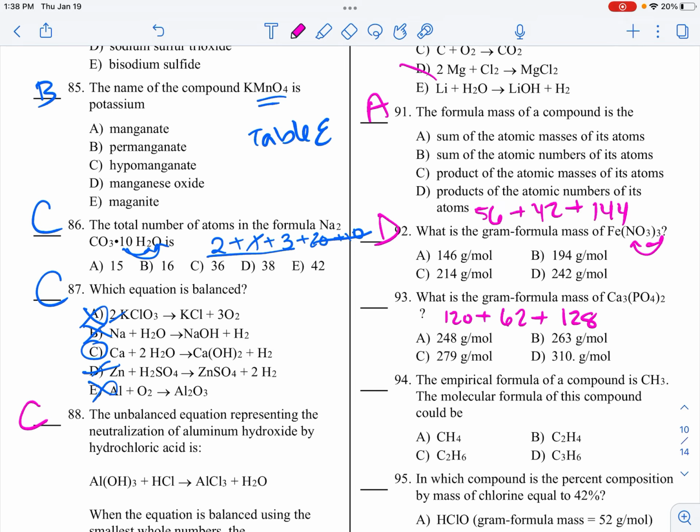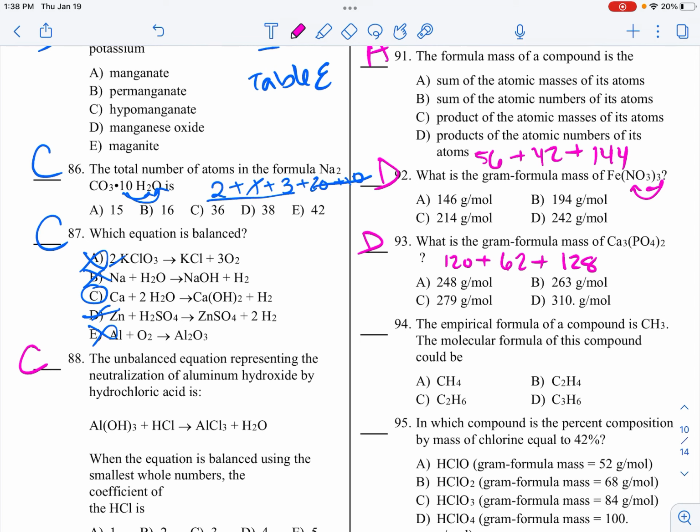Empirical formula is CH3, so molecular is any 1 to 3 ratio. That's a 1 to 4 ratio. That's a 1 to 2 ratio. This is a 2 to 3 ratio. I'm sorry, a 1 to 3 ratio when you divide it down. This is a 1 to 2 ratio.